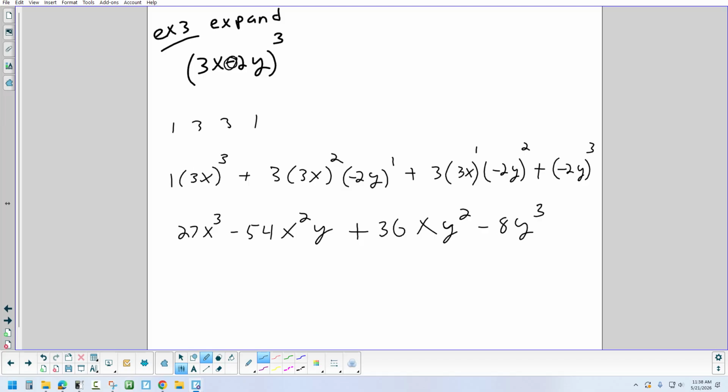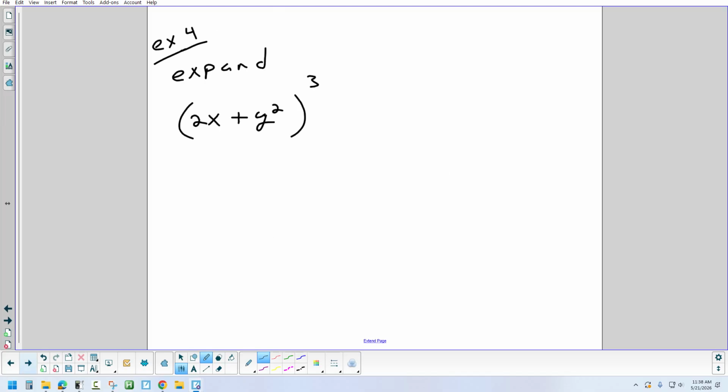So that's the binomial theorem. It gives us a quick way to expand binomials. Okay, we'll do this one real quick. So this one doesn't have a negative in it, but it's got a power to a power, so we just have to make sure we remember that rule.